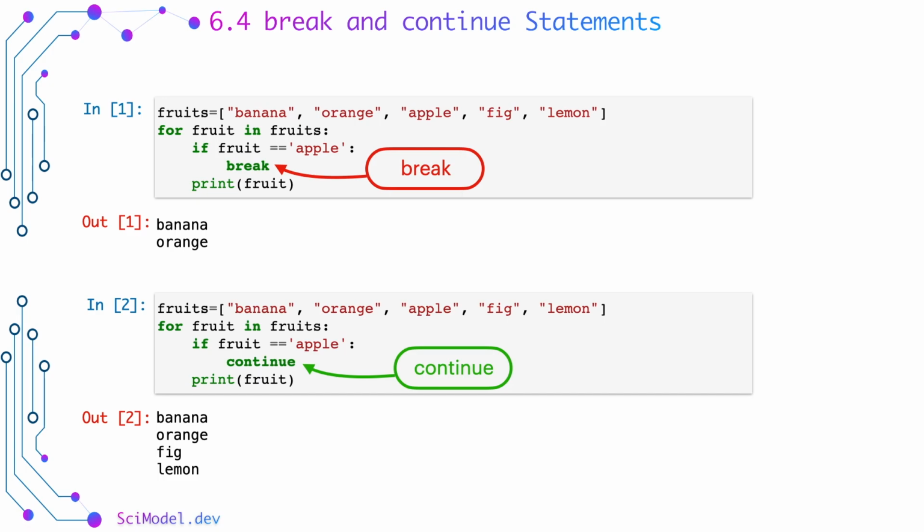However, in the case of the continue statement, the code prints banana, orange, fig and lemon. Notice that the apple entry in the list was skipped as a result of the condition in the if statement. Since the print function comes after the continue statement, printing the apple entry was skipped since the condition of the if statement was true.